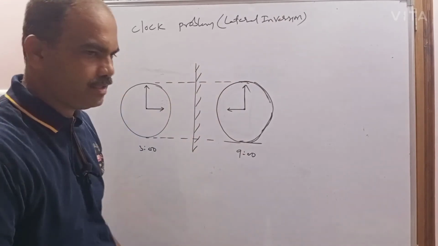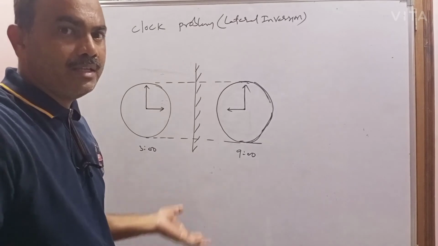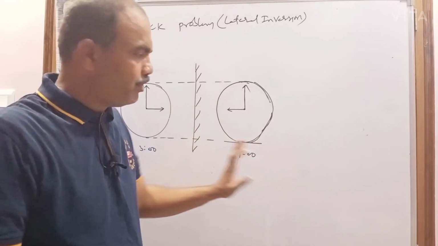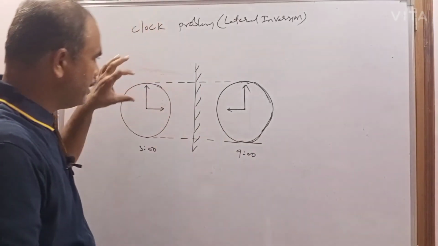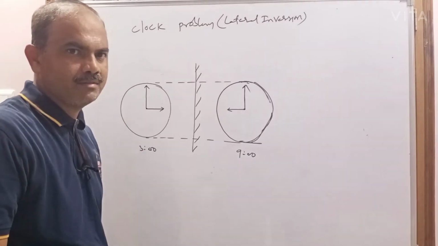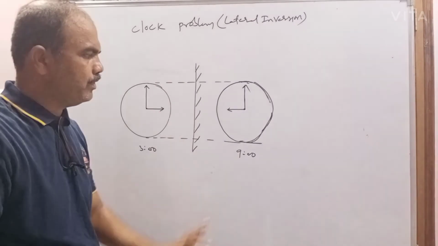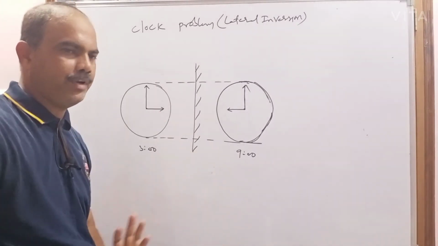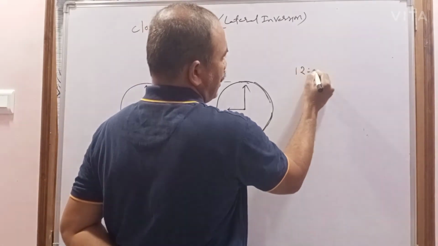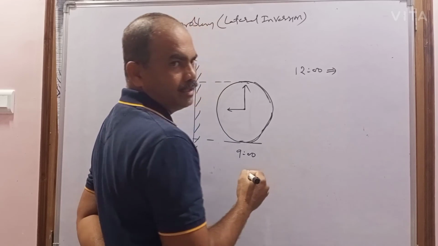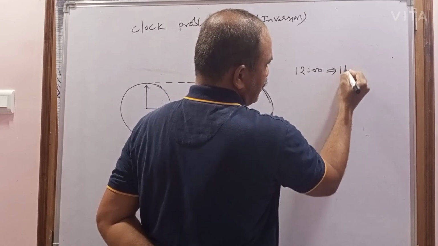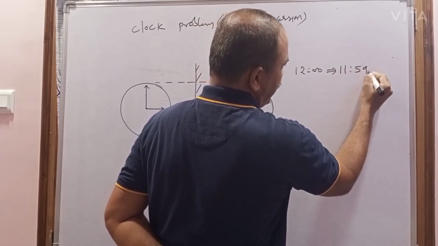So the question will be asked like this. What is the time in the image of the clock formed by the mirror when the actual time in the clock is 3 o'clock? You have to write 9 o'clock. By completing this diagram you can guess. But there is a simple trick. First of all, write the 12 o'clock. After writing the 12 o'clock, convert into hours, minutes, seconds, and this 12 o'clock can be written like this: 11 hours 59 minutes 60 seconds.